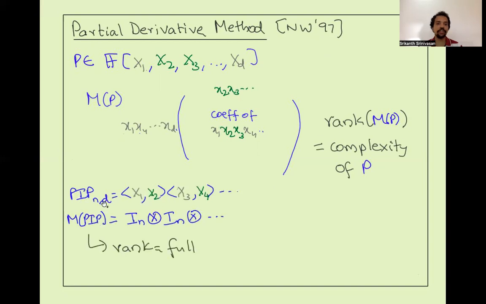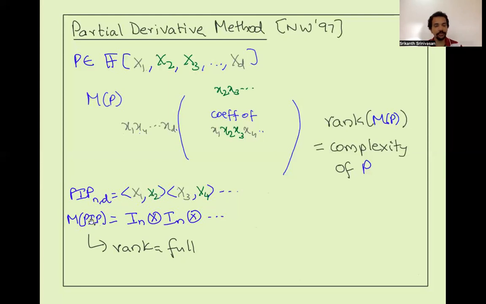So let's look at the product of inner products polynomial. Again, you have d variable sets, you pair them off, and you take the inner product between each pair of variable sets, and you take the product of all these inner products. Imagine that each pair contains one gray variable set and one green variable set.